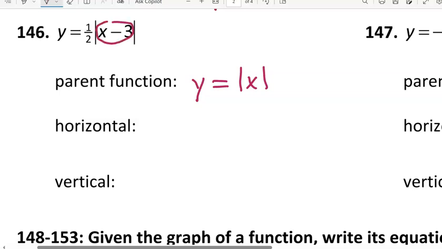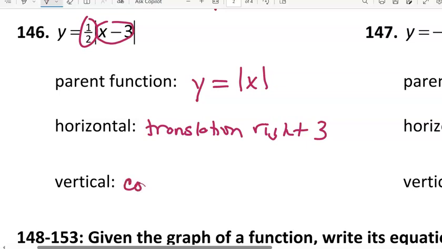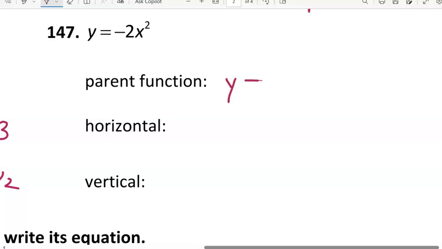In 146, we have an absolute value function, so its parent is y equals absolute value of x. Inside the absolute value, we see that x has been replaced with x minus 3, which means we have a translation right 3. And outside the function, I see that the absolute value has been multiplied by 1/2. So that's a vertical compression of factor 1/2.